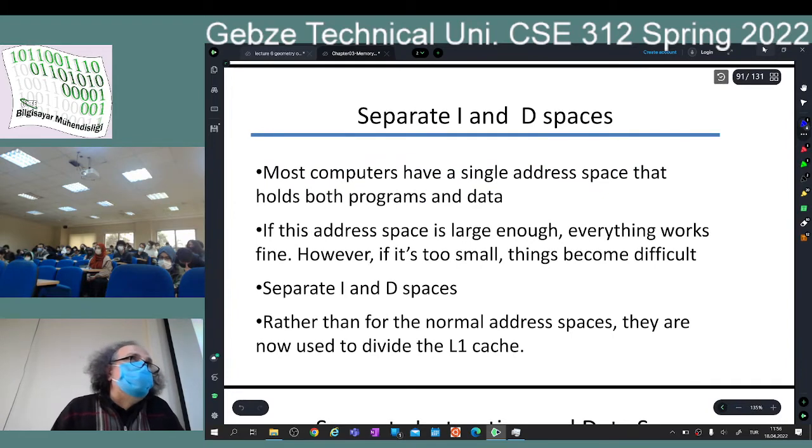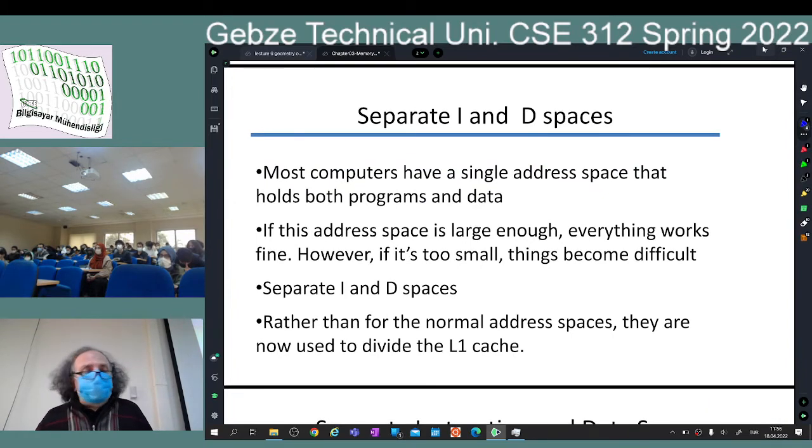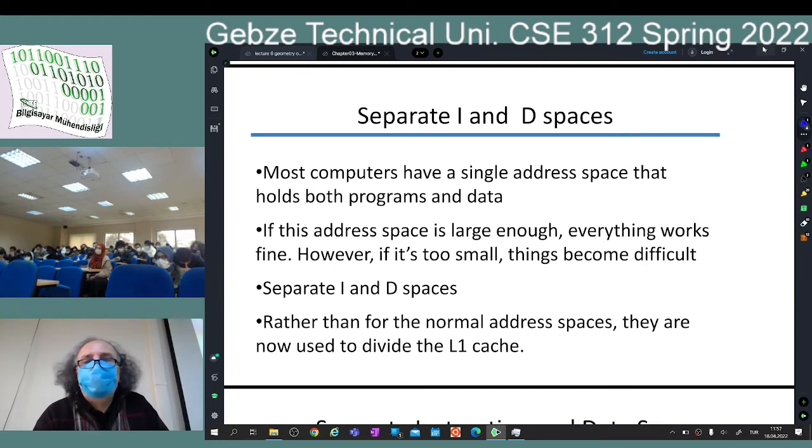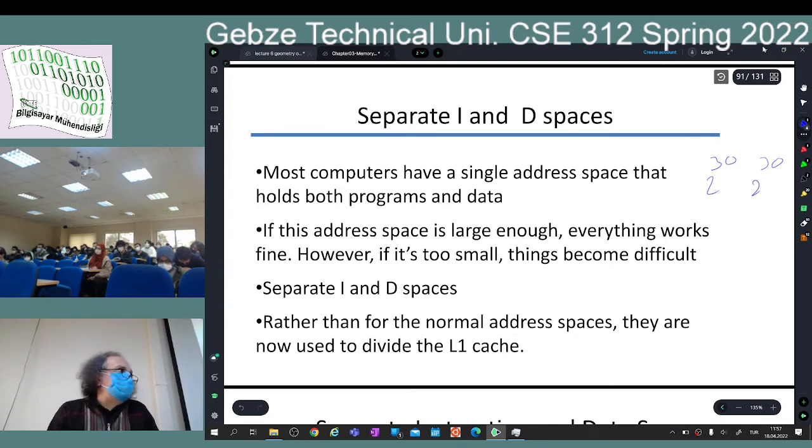Okay, another one is this. Sometimes we get lots of help from the hardware, and some of the hardware, including the Intel hardware, is nice enough to provide us 2 separate memory spaces for instructions and the data. It says that you are going to have a virtual space of 2 to the 30 instruction space and 2 to the 30 data space.